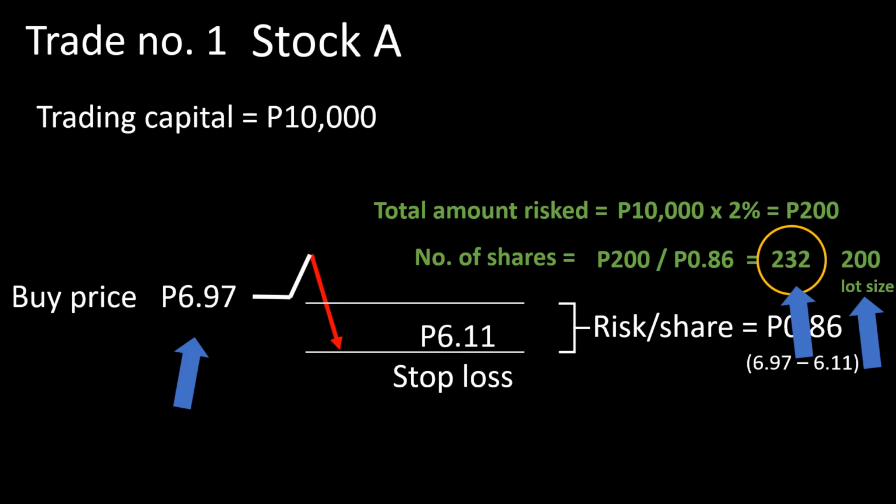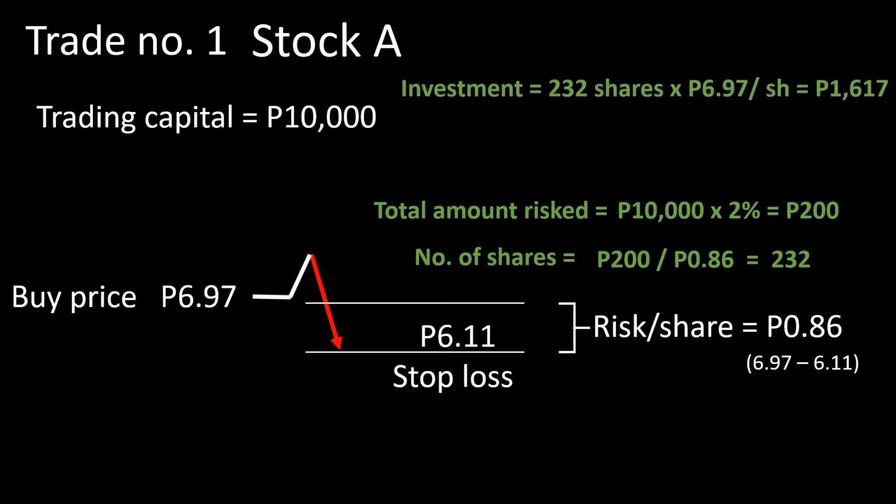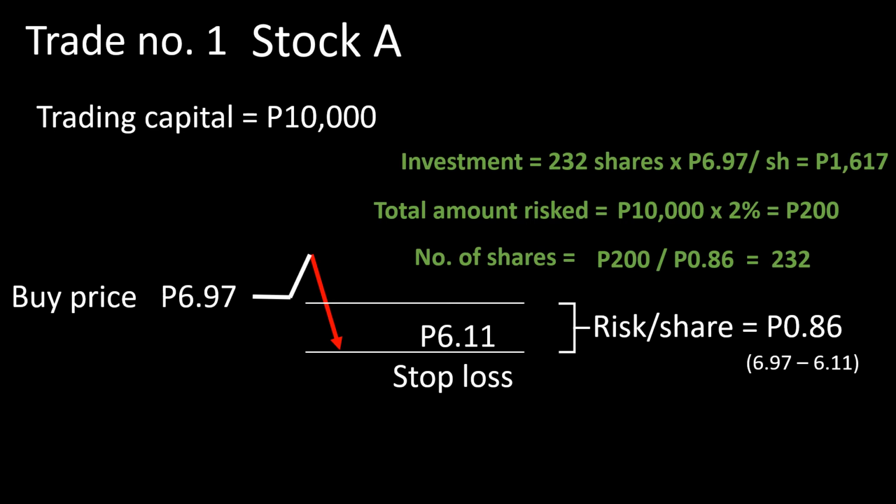Okay, your investment in stock A is 232 shares times 6.97 pesos per share. So we get 1,617 pesos. But the amount you are risking is not 1,617, but only 200 pesos. This means that if you lose in this trade, you lose only 200 pesos, not 1,617, because you will exit and sell at 200 pesos.